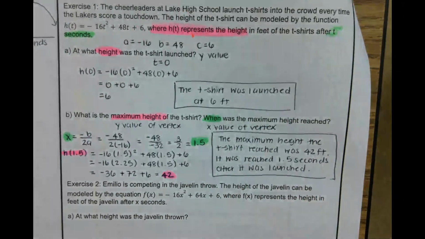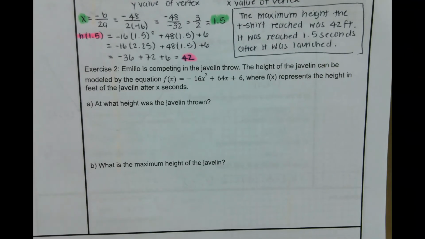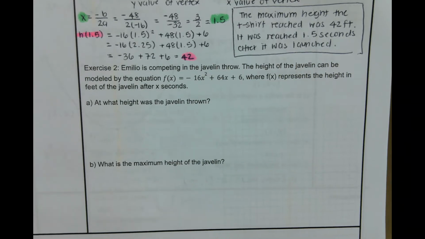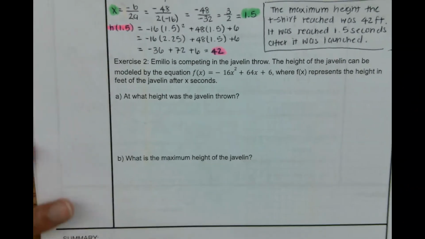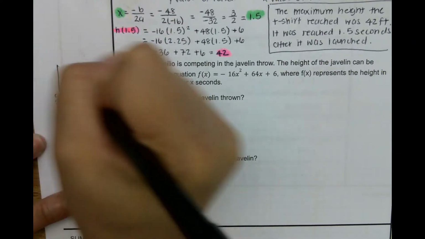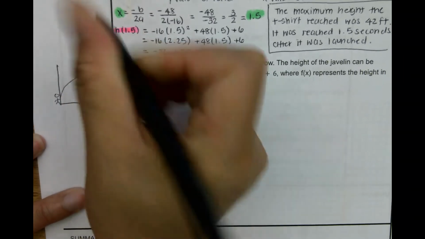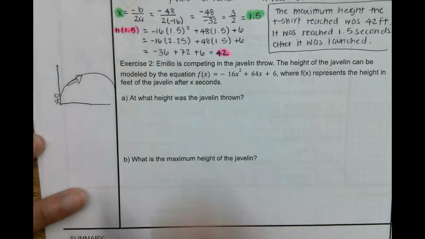Okay, so let's do a next example. Here, Emilio is competing in the javelin throw. The height of the javelin can be modeled by the equation f of x equals negative 16x squared plus 64x plus 6, where f of x represents the height in feet of the javelin after x seconds. If you think about it as a graph, Emilio would be standing here, then he'd throw the javelin. So here's my little javelin spear.